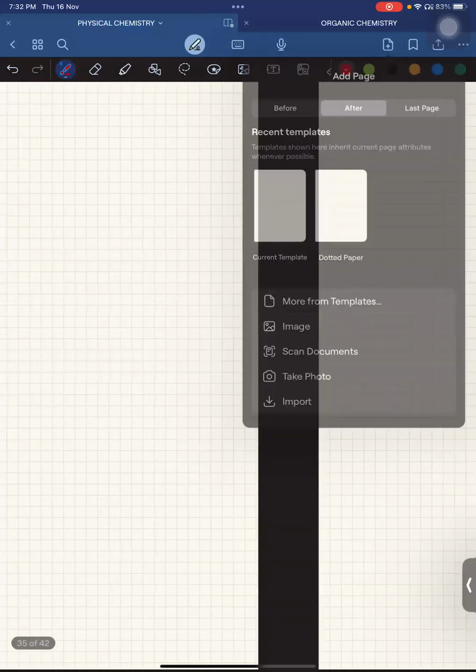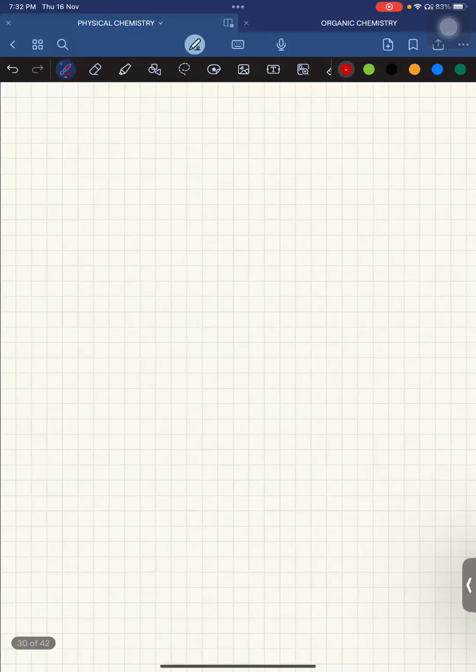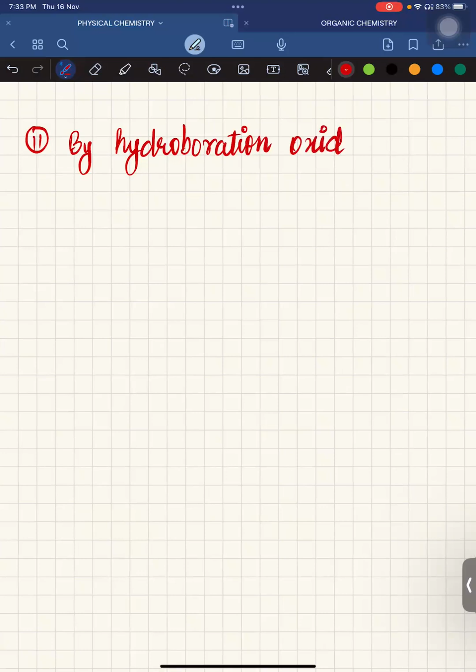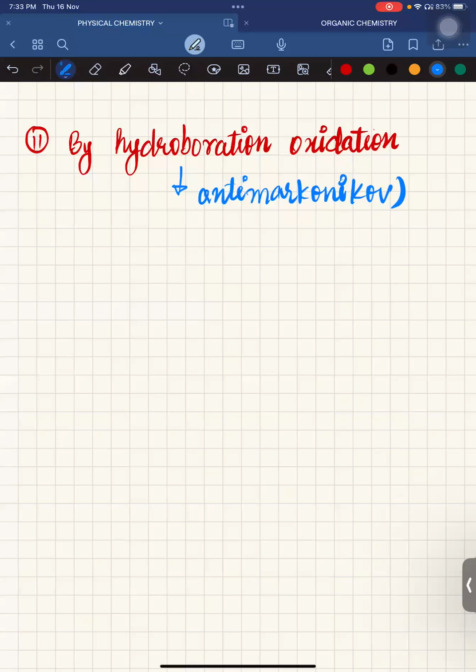Okay, see. The next preparation from alkene is by hydroboration oxidation. I'm going to zoom in and then show you, then zoom out. What is this? Very simple it is. First of all, you need to remember one thing. By this method, you are going to apply anti-Markovnikov. Anti-Markovnikov, if you remember, is the opposite of Markovnikov.